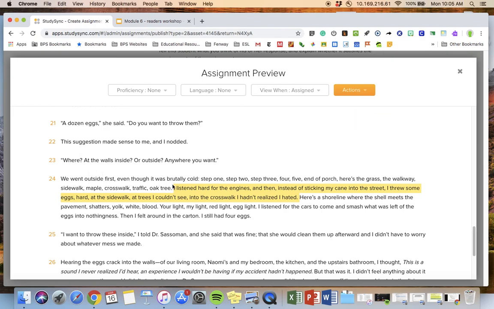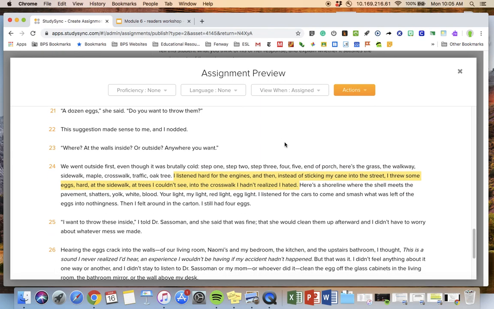We went outside first, even though it was brutally cold. Step 1, step 2, step 3, step 4, 5, end of porch. Here's the grass, the walkway, sidewalk, maple, crosswalk, traffic, oak tree. I listened hard for the engines, and then instead of sticking my cane into the street, I threw some eggs, hard at the sidewalk, at trees. I couldn't see into the crosswalk I hadn't realized I hated.